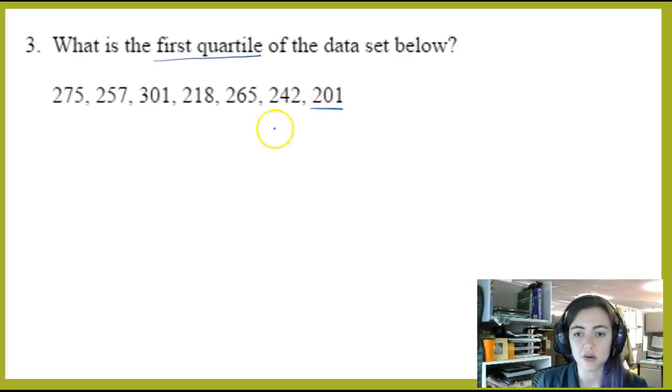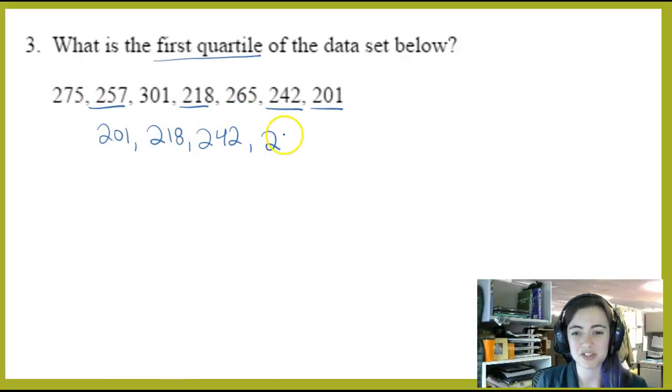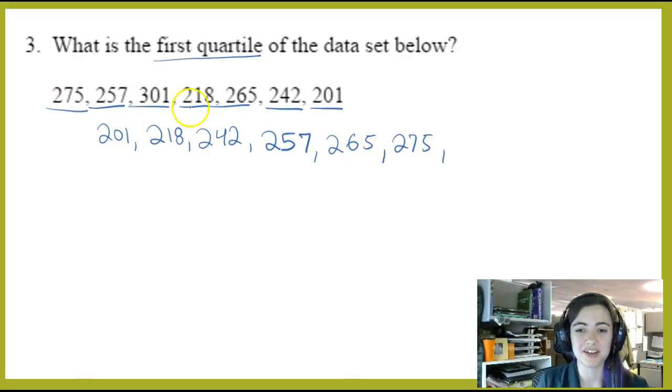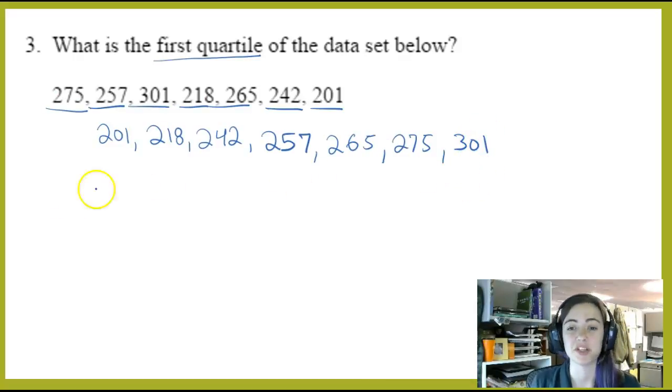Let's see, it looks like the lowest is 201, 218, 242, oh, 257, almost said 265 was greater. Then 265, 275, and 301. So now I've arranged them from least to greatest.